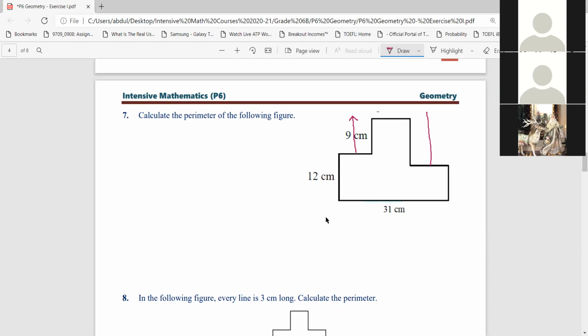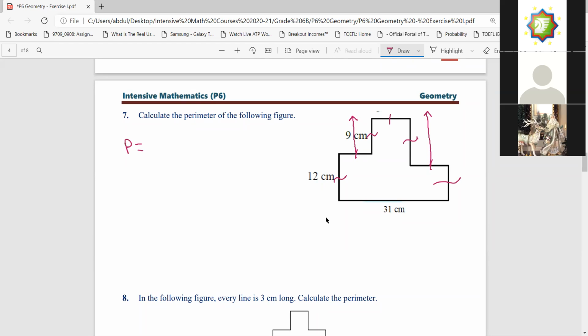And also we can move it to here. So that means that this plus this plus this is equal to 31. And also this one plus this one equals 12, I mean 9 plus 12. And also the other side, this plus this is equal to 21.